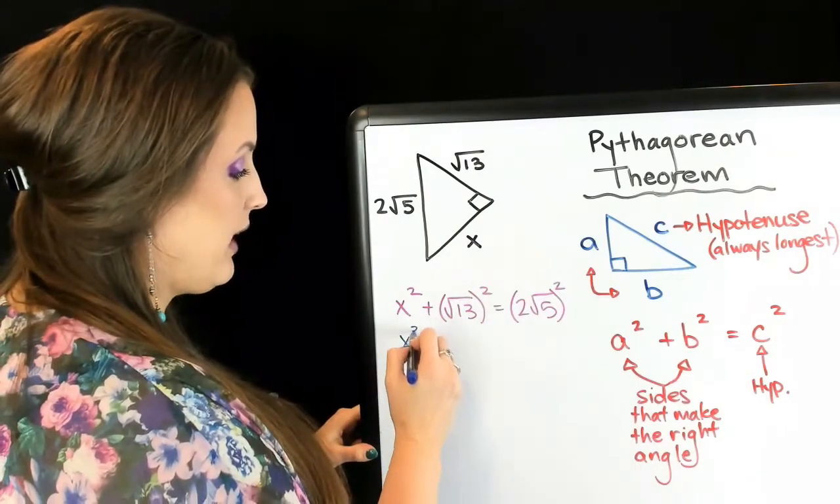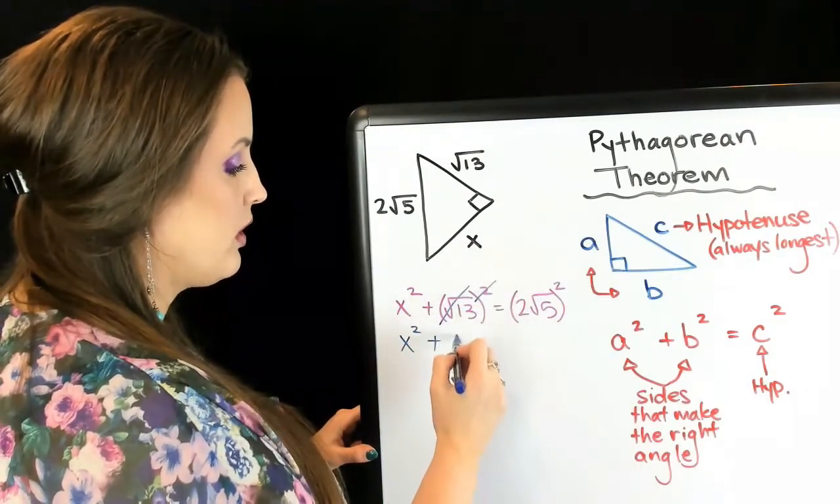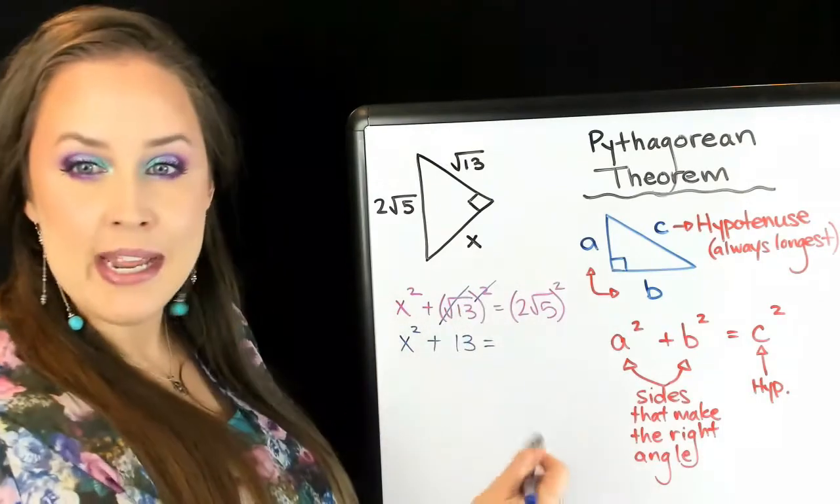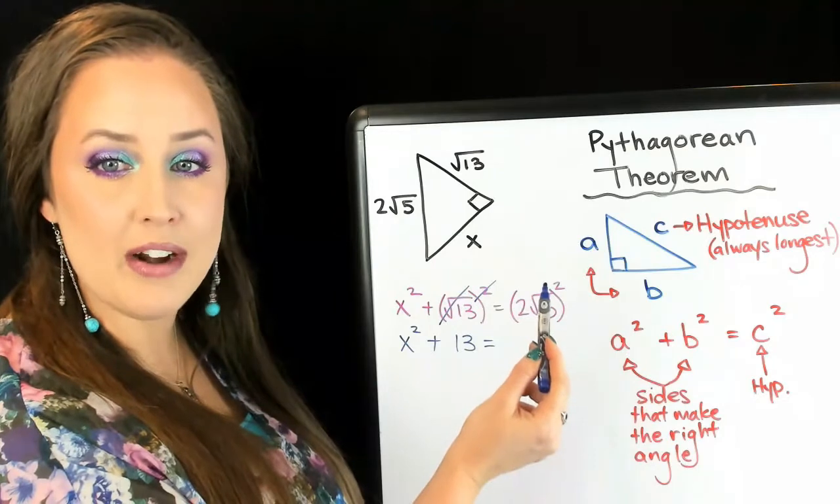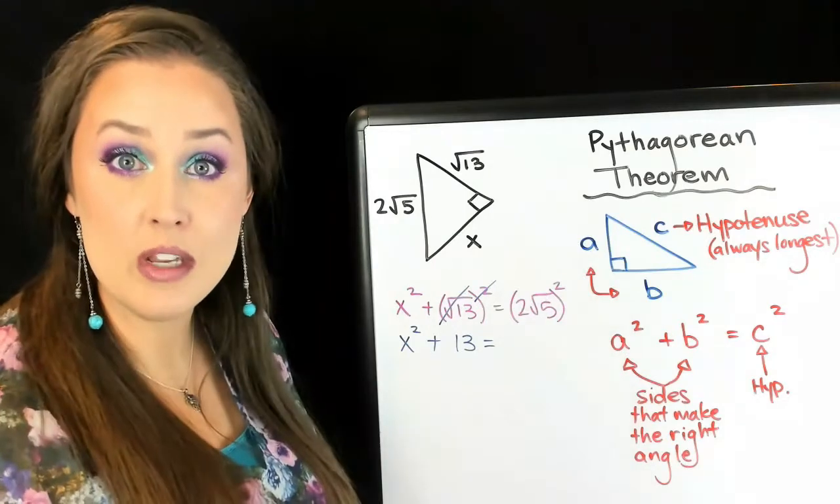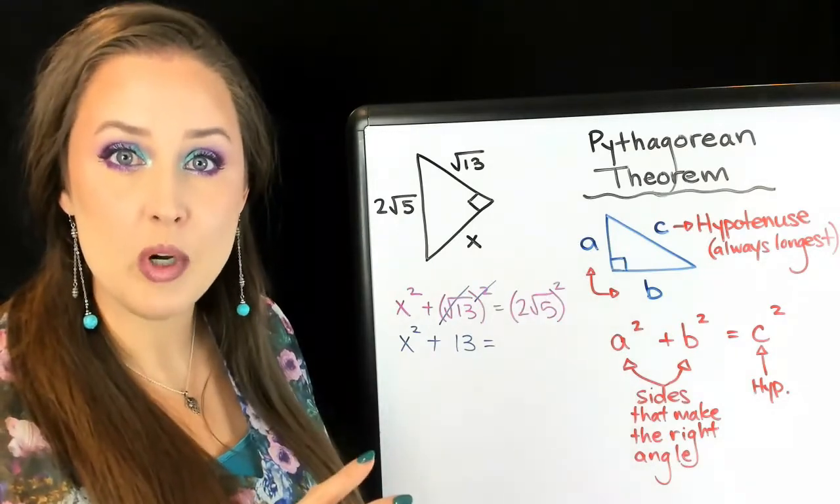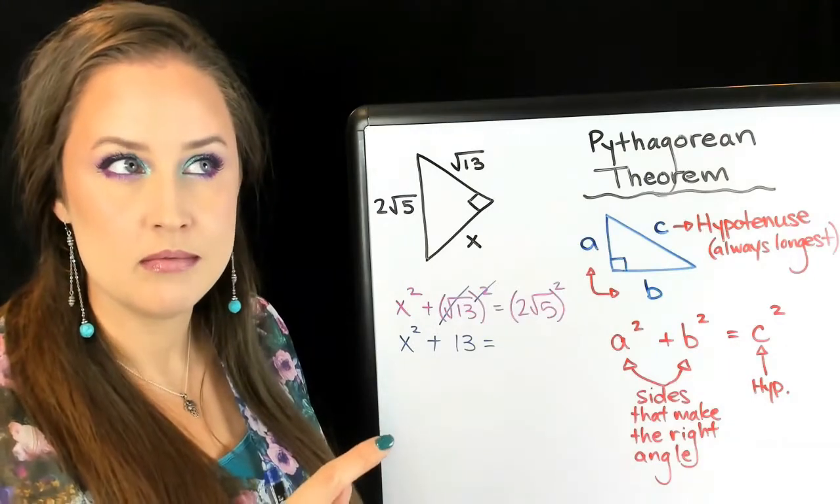So we're going to have x squared plus 13 equals. Now, in this case, you can't just cancel the root and the squared because this whole thing is being squared, including the 2. So one way that you can do this is to write them separately with the squared on each one. Like this, you'll see.